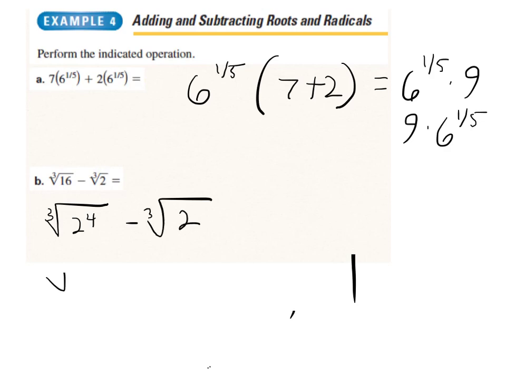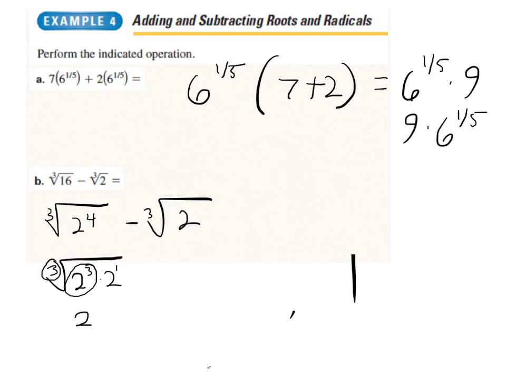So what you say is you have the cube root of 2 to the 3rd times 2 to the 1st, because you know there are 4 factors of 2, so you have to have a 3 and a 1, so you have 2 cubed, which is 8, times 2 to the 1st. That would make the 16. So we've broken that 16 down so that I have factors of 2 that match our index here.